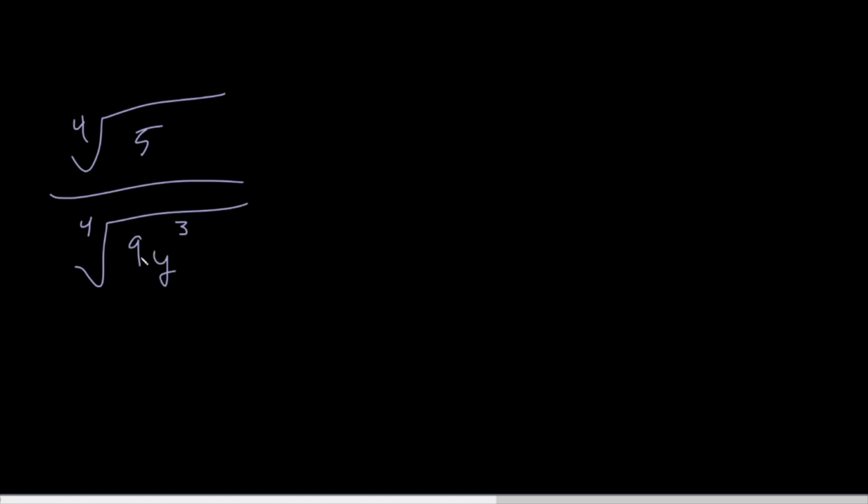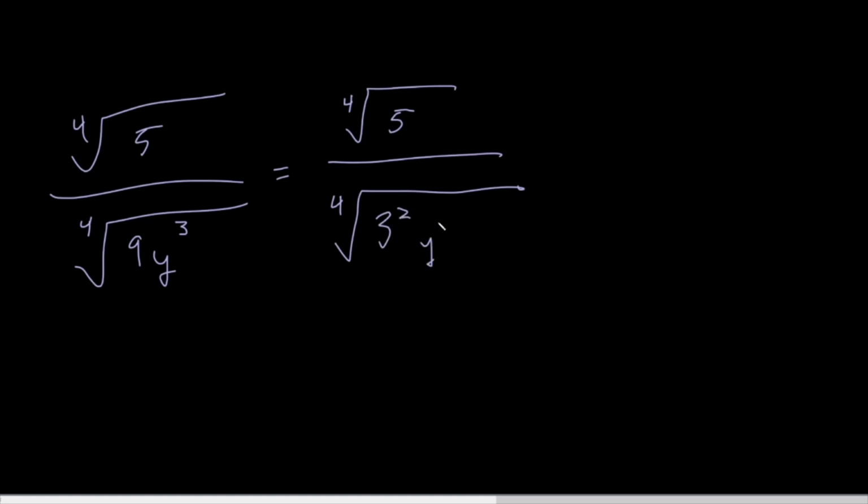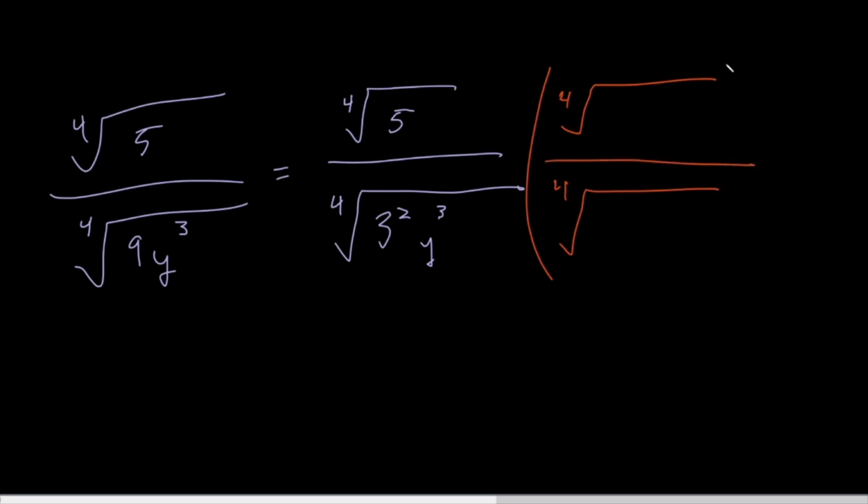We can proceed by leaving this as 9, but it's a really bad idea. So I'm going to go ahead and change it to 3 squared. So you get 4th root of 5 divided by 4th root of 3 squared y cubed. And so we need to rationalize the denominator. Multiply by the 4th root of something to fix this into a perfect 4th root. So I need 2 more 3's and 1 more y.